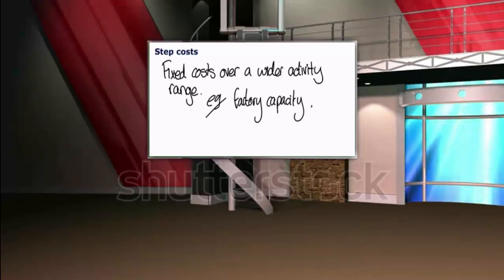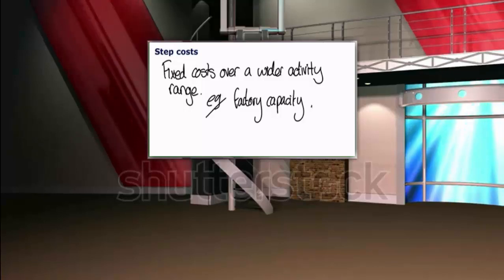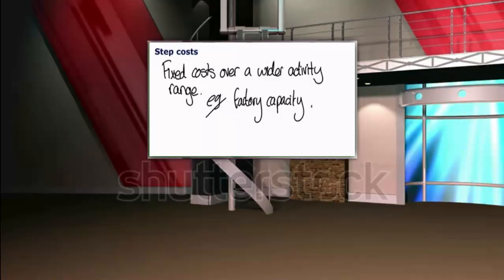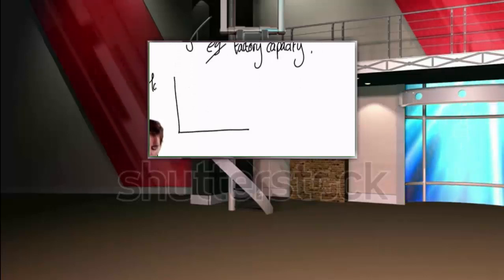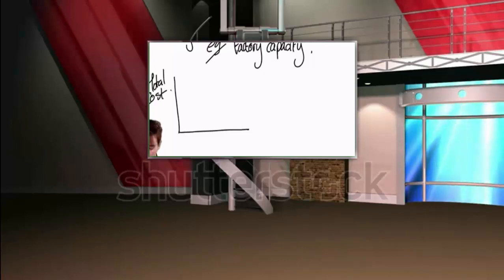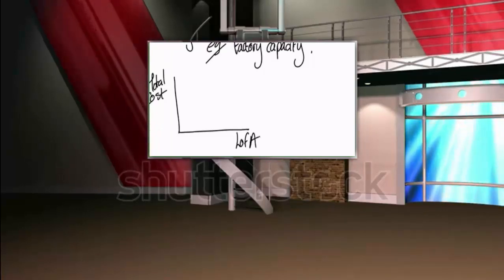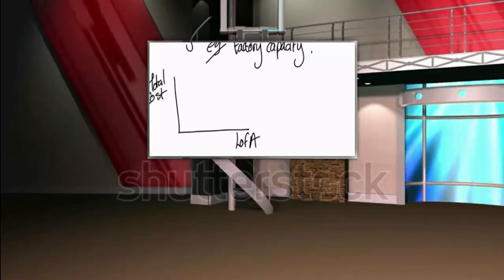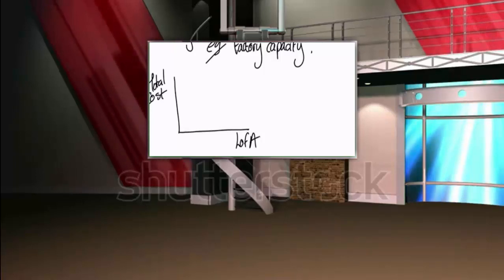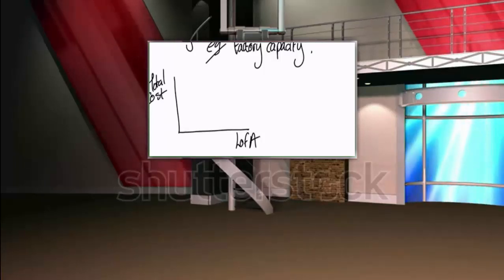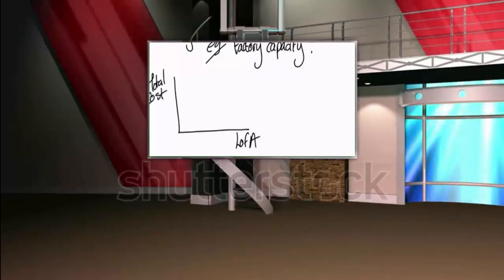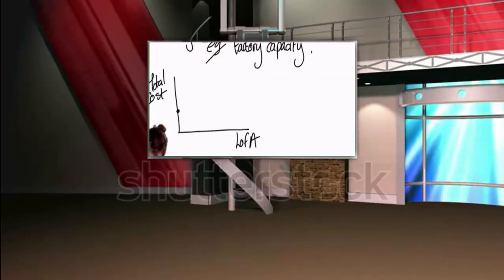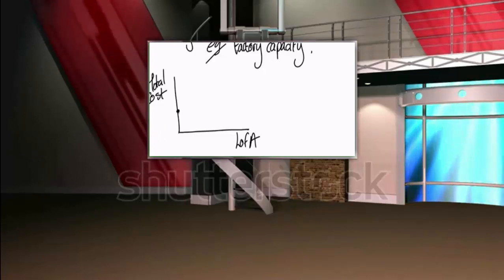Even though we do expect rent to be a fixed cost over a certain activity range, eventually that cost will increase. So if we look at this on a graph, where we've got our total cost on the y-axis and our level of activity on the x-axis. In relation to step costs, will we have to pay anything when our level of activity is 0? Well, to begin with, it behaves like a fixed cost. So when our level of activity is 0, we will still incur that cost.